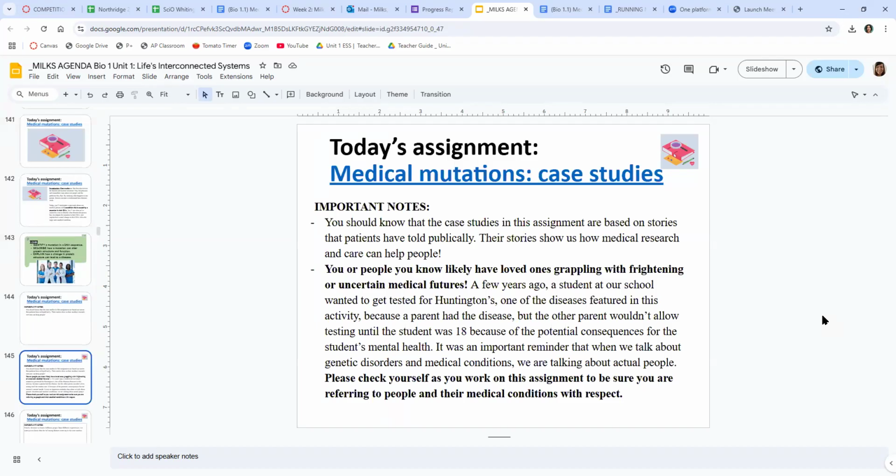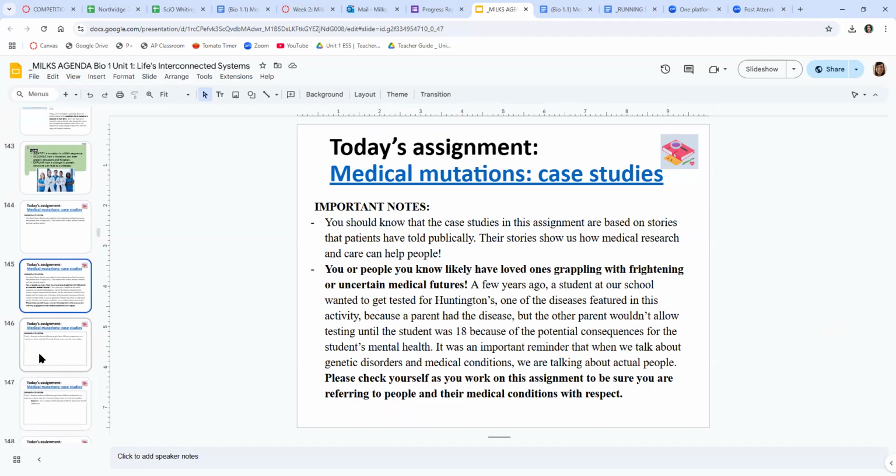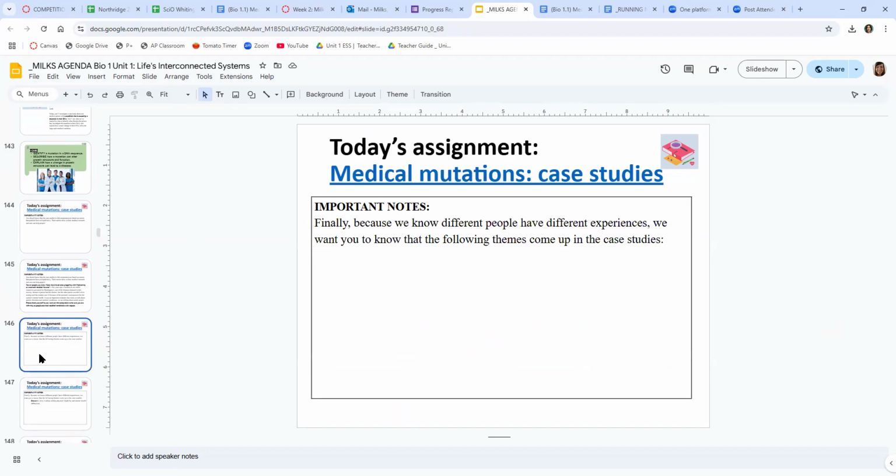So a few years ago, a student at our school wanted to get tested for Huntington's, which is one of the diseases featured in this activity, because their parent had the disease, but the other parent wouldn't allow testing until the student was 18 because of the potential consequences for the student's mental health. It was an important reminder that when we talk about genetic disorders and medical conditions, we're talking about actual people. So please check yourself as you work on this assignment to be sure you're referring to people and their medical conditions with respect.